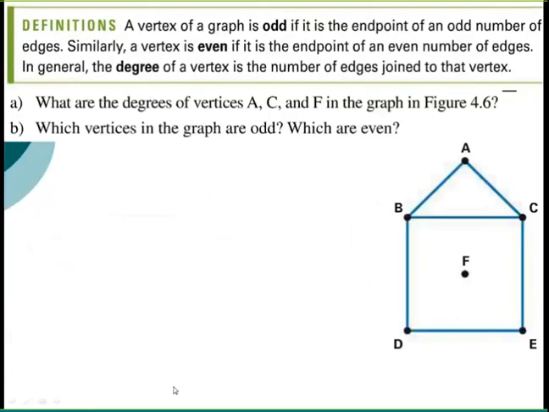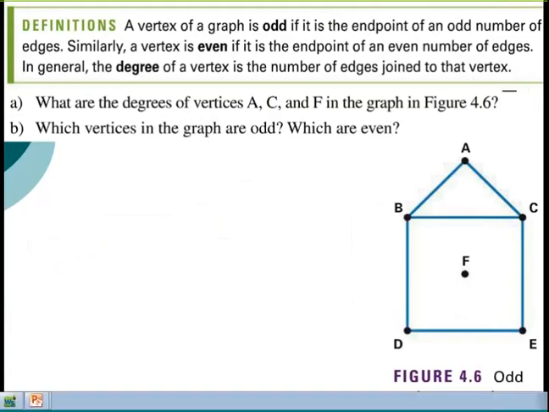Okay, so let's take a look here at some more definitions. A vertex of a graph. This is very important because you're going to have homework questions about this. A vertex is odd if it is the endpoint of an odd number of edges. Similarly, it's even if it is the endpoint of an even number of edges. So the degree of a vertex is the number of edges joined to that vertex.